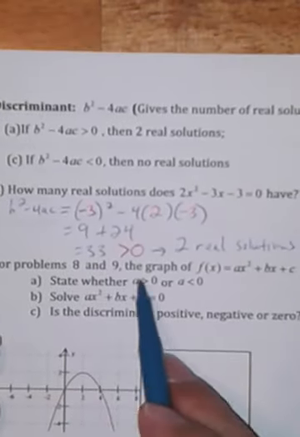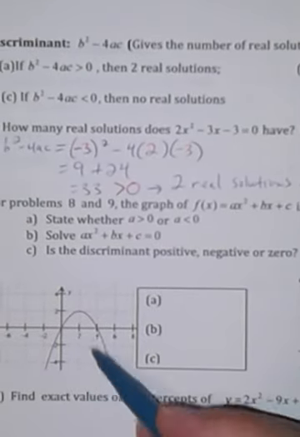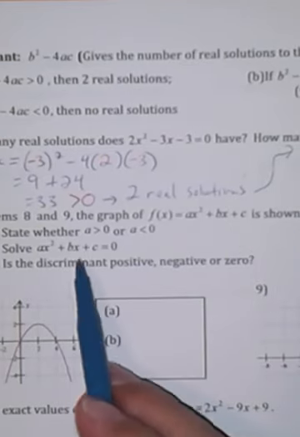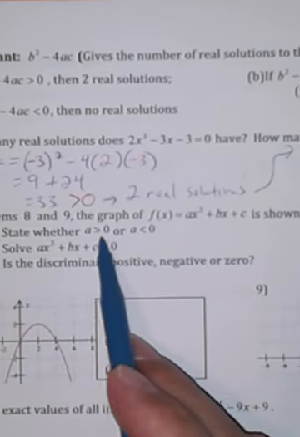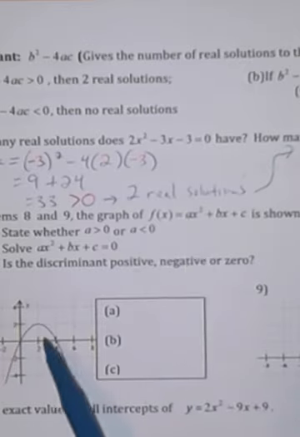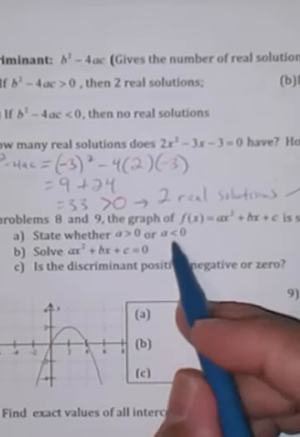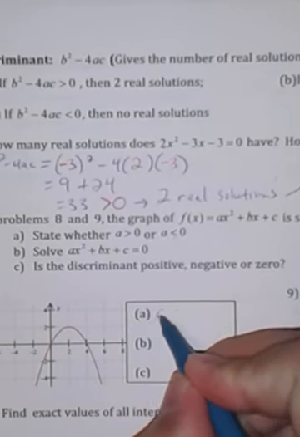All right, let's go on to number 8. Number 8 says the graph of f of x is given. F of x is a quadratic, and actually we can tell because it's a parabola. Shown on the figure, state whether a is greater than 0 or a is less than 0. That's this a right here. So we tell whether it opens up or down, right? If it opens up, it's positive. If it opens down, it's negative. This one opens down. So therefore a must be negative, or less than 0.